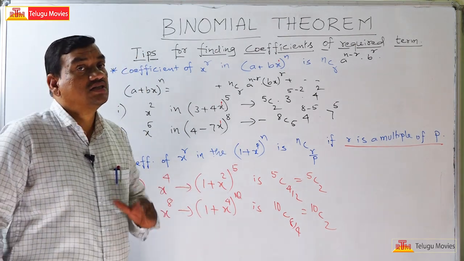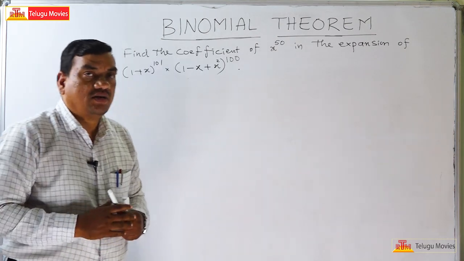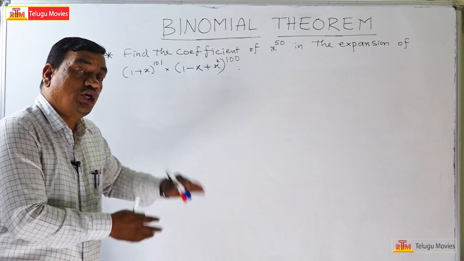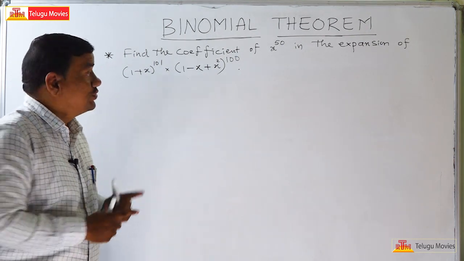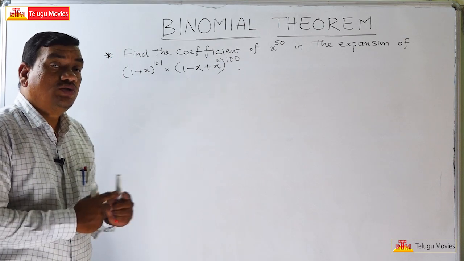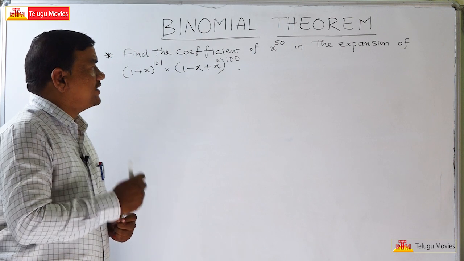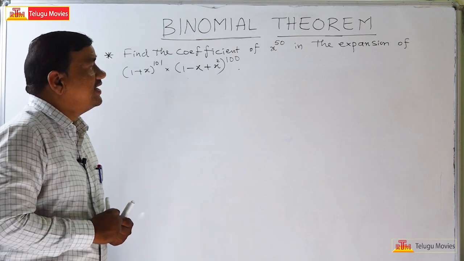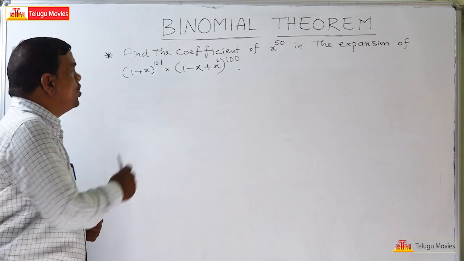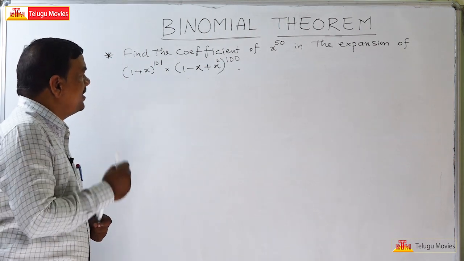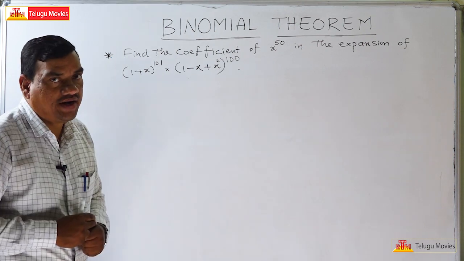So let us see some more concepts. Welcome to this problem. Before explaining some concepts, the short trick methods that we explained will be useful here. So see one problem. Find the coefficient of x to the power of 50 in the expansion of (1 plus x) whole to the power of 101 into (1 minus x plus x square) whole to the power of 100.